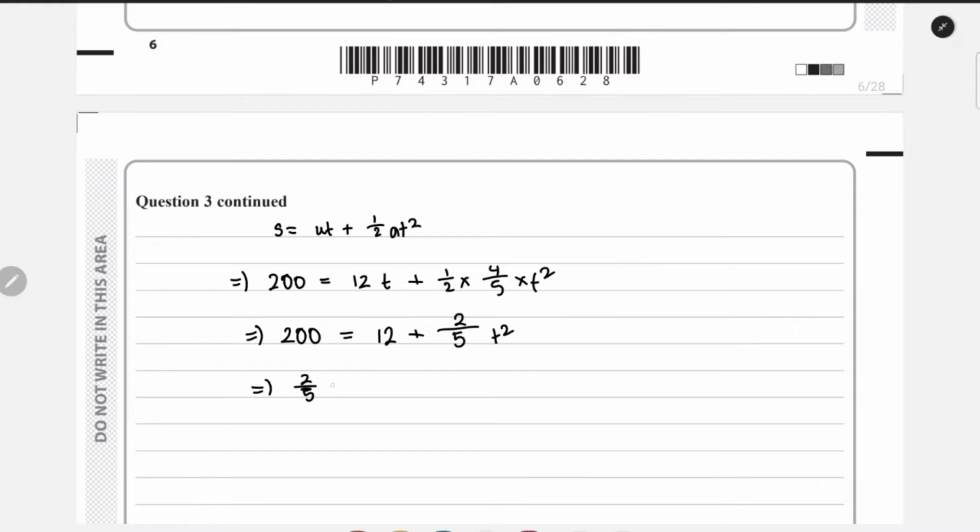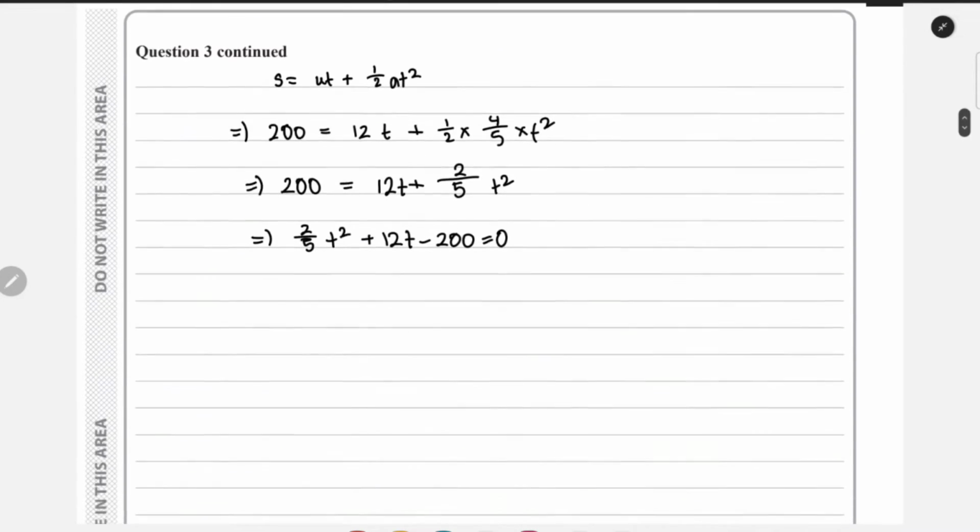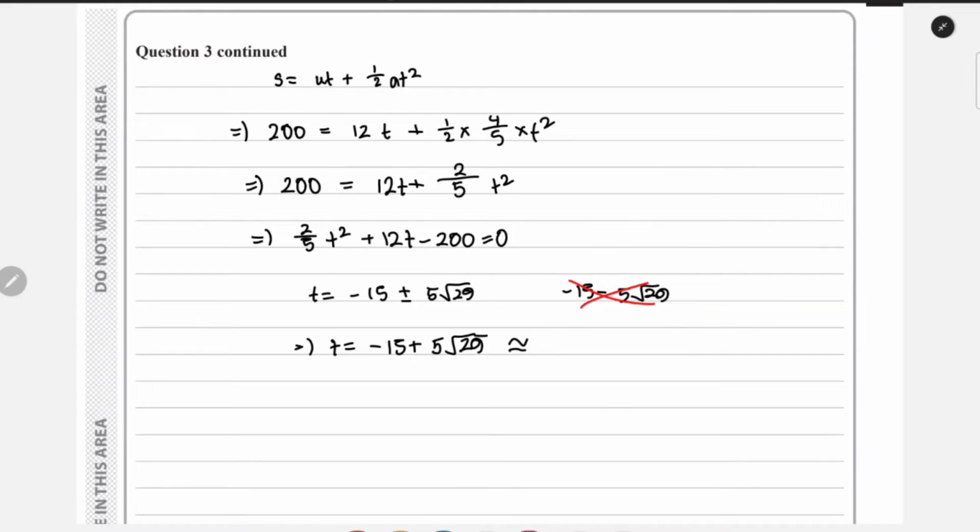So we can solve this quadratic. We'll get the values of t to be minus 15 plus or minus 5 root 29. We cannot take minus 15 minus 5 root 29, as this will give a negative value of t, which is not possible. So the time is minus 15 plus 5 root 29, which is approximately 11.9 seconds.